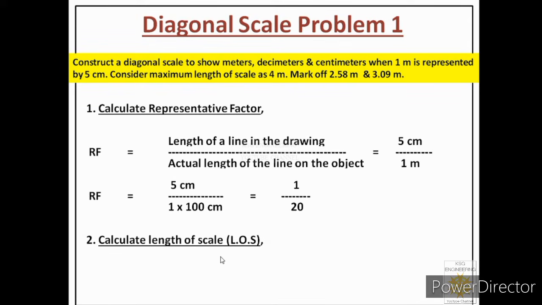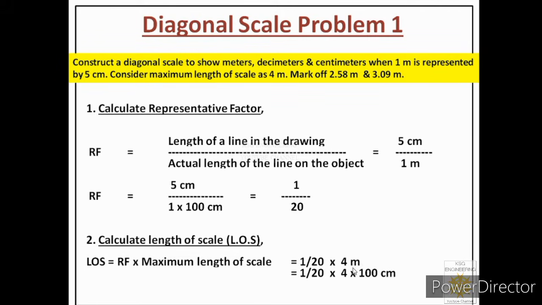So in the second calculation, we just reduce the maximum length of scale by the RF which we have calculated in the first step. So let us see the formula of length of scale now. It is equal to RF into maximum length of scale. So you see we have reduced the maximum length of scale by 20 times so that we should be able to accommodate the length which will represent 4 meters on the paper. So let us see what answer we get from here. We have converted now meters to centimeters. So we have multiplied 100. Then we will get 20 centimeters as length of scale.